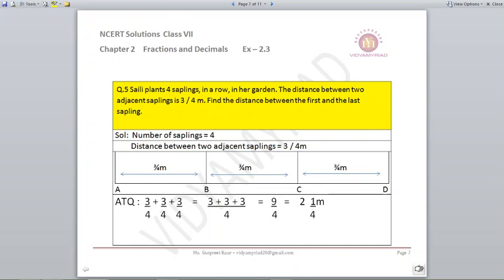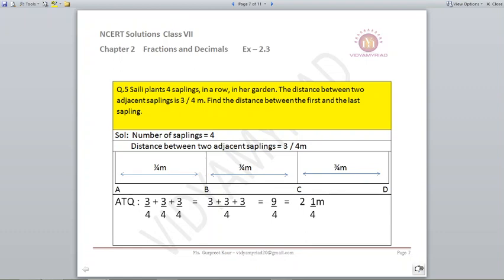Sally plants 4 saplings in a row in her garden. The distance between two adjacent saplings is 3 by 4 meters. Find the distance between the first and the last saplings. Now total saplings, if you see, I have made a graph for you. A, B, C, D. Imagine that these are 4 saplings, and in between the gaps are 3 by 4 meters. We want to know what is the distance from A to D.